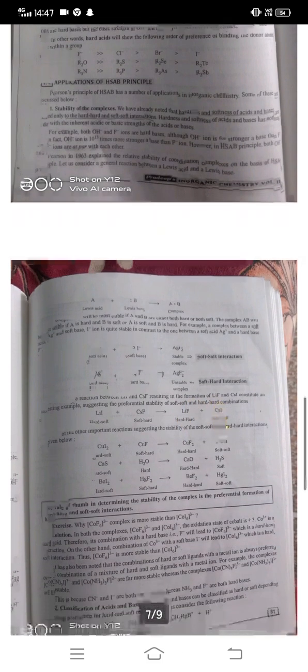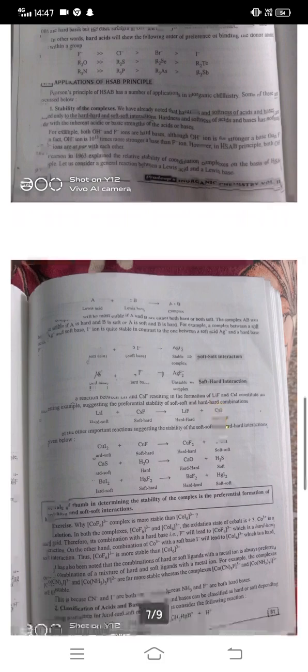According to Pearson's HSAB principle, hard acids prefer to bond with hard bases while soft acids prefer to bond with soft bases. It is important to note that hardness and softness of acids and bases refer only to hard interaction and soft interaction. It is by no means related to the strength of acids and bases. For example, both F⁻ and OH⁻ ions are hard bases, but the basic strength of OH⁻ ion is almost 10^13 times that of the F⁻ ion.